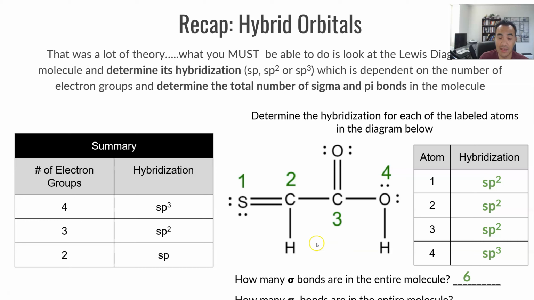That would be 6 sigma bonds. The reason is, if you count how many single bonds you have, 1, 2, 3, 4, 5, 6, and each double bond would also have 1 sigma. Now how many pi bonds do we have, which are basically going to be the ones in the double bonds? That should be 2, 1 and 2.